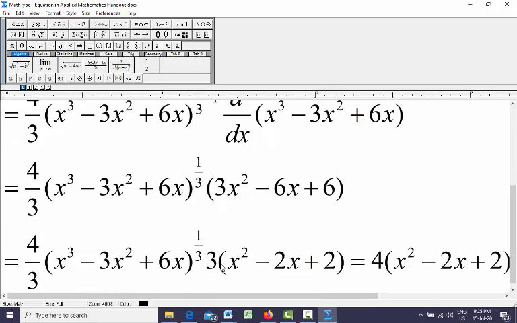So if you take 3 common from here, we get x square. We get x square minus, if you take 3 common from this one, you get 2. So that means minus 2x. If you take 3 common from here, you get 2 here. So if you take 3 common, we will have x square minus 2x plus 2.